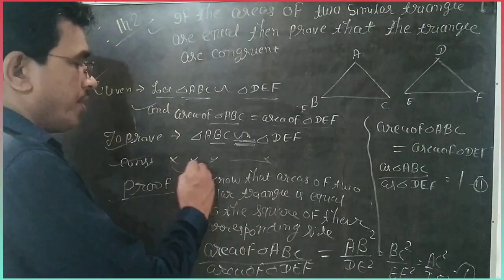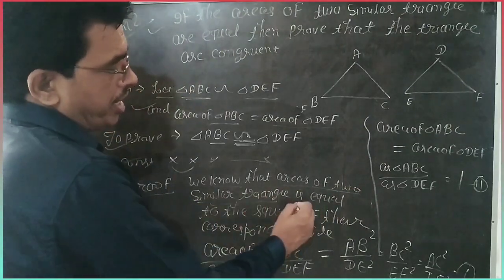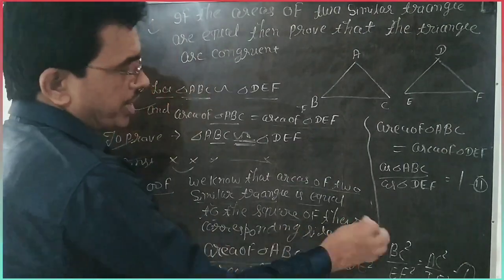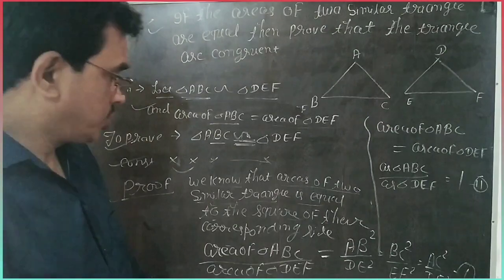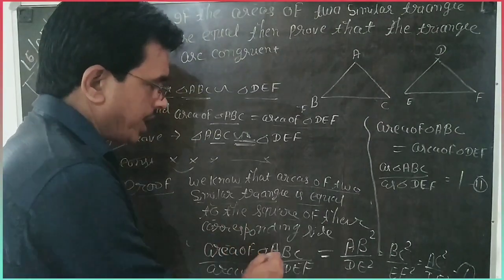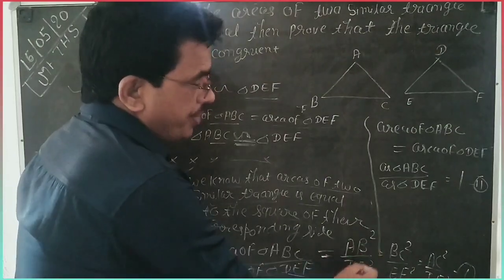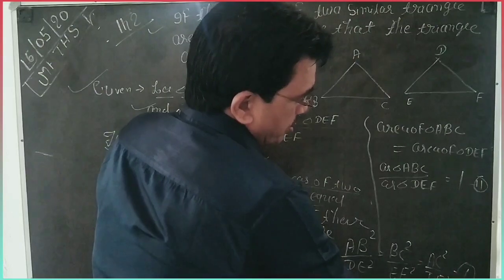I write here, we know that the ratio of the areas of two similar triangles is equal to the square of their corresponding sides. You remember it and write it in every question. So we write here: area of triangle ABC by area of triangle DEF is equal to AB square by DE square, BC square by EF square, AC square by DF square.